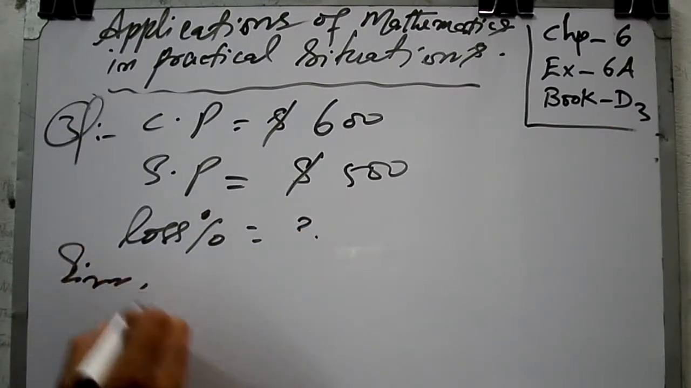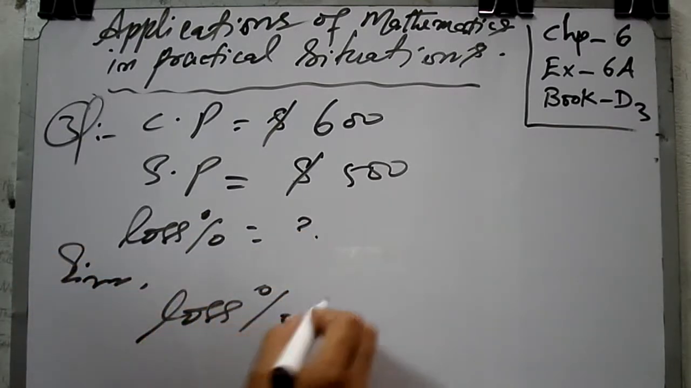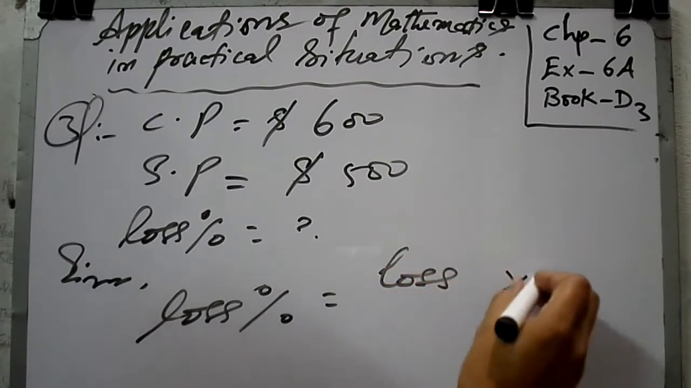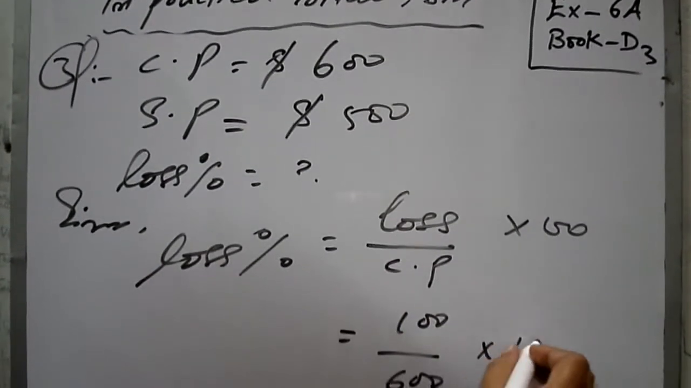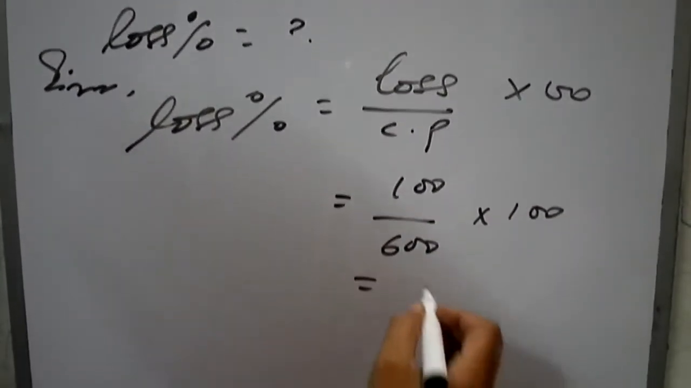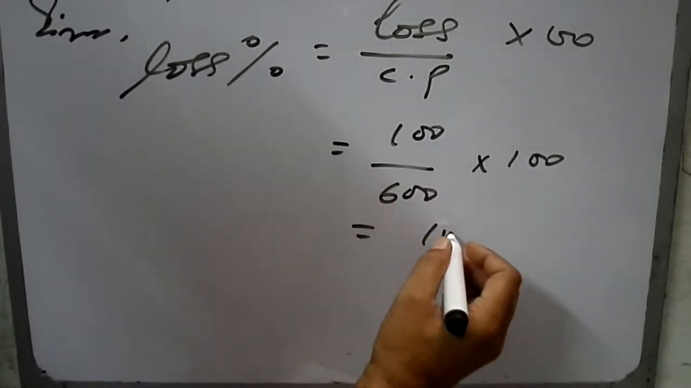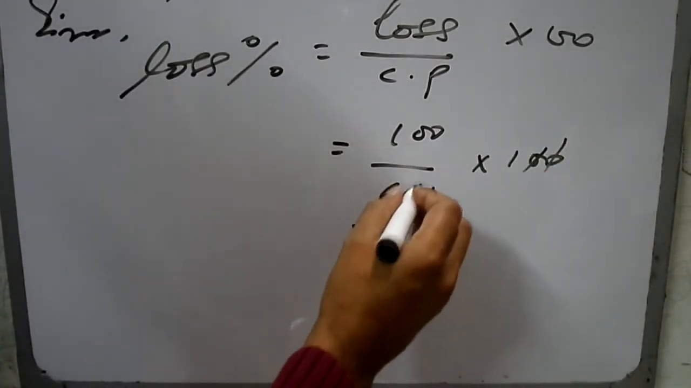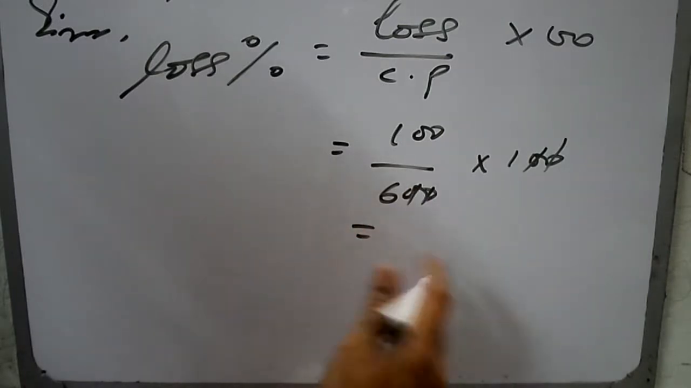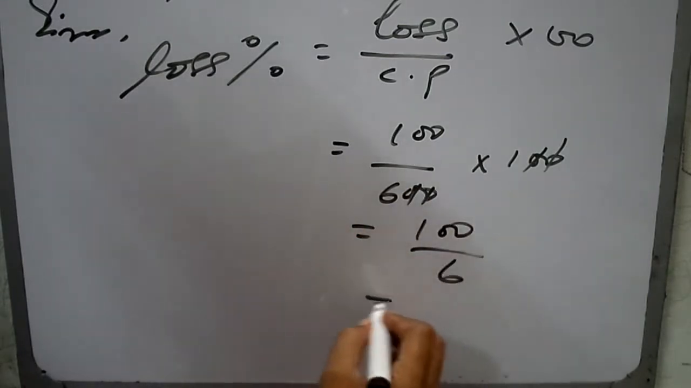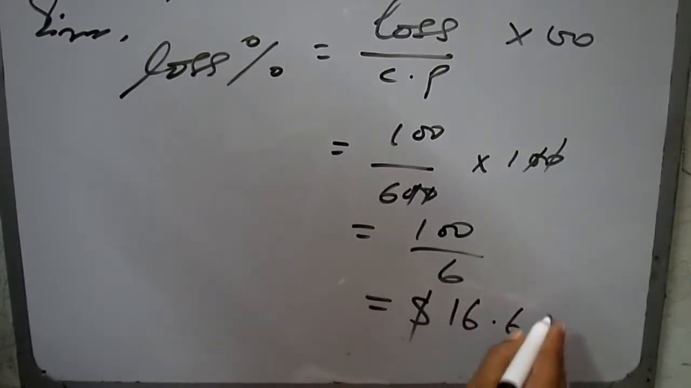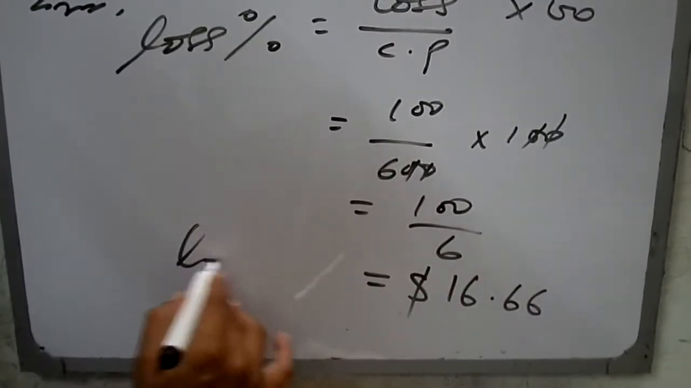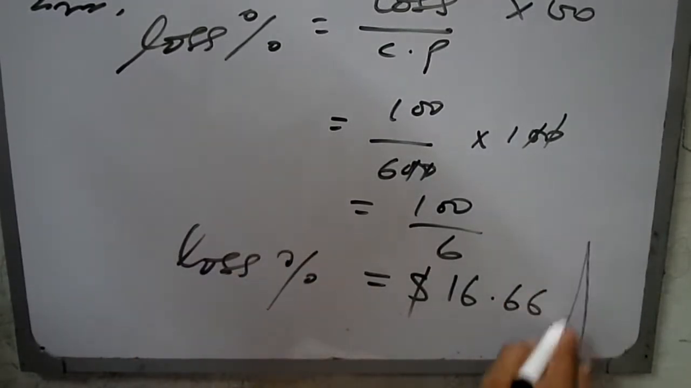Since we have a formula, loss percentage is equal to loss divided by cost price. Putting the values, cost price is 600, so you will get the loss percent. 20 will cancel with this one, so you will get 100 divided by 6, so you will get 16.66% as your loss percent. So that is your result.